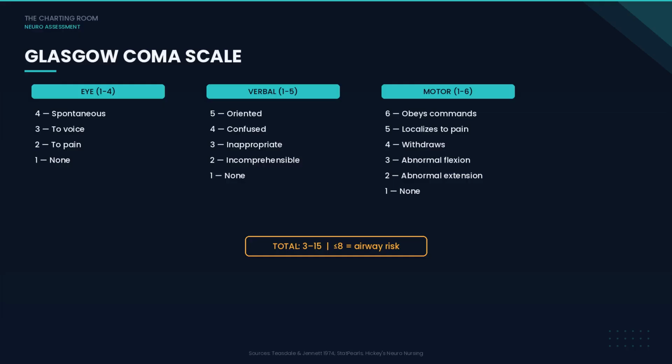Add the 3 scores together for a total between 3 and 15. A GCS of 15 is fully alert. Below 8 generally means the airway is at risk and the patient cannot protect it. That's the number that changes the whole plan of care.